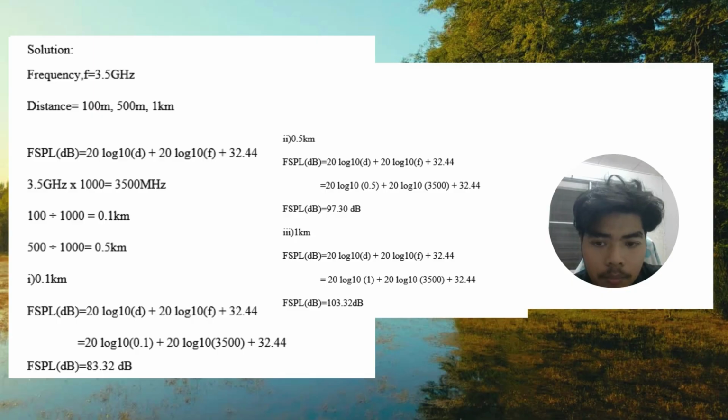So the first step, using the formula, we insert the distance and frequency into the formula, and for the first, 0.1 kilometer, we will get 83.32 decibels, and number 2 is 97.30 decibels, and the third, 1 kilometer, is 103.32 decibels.